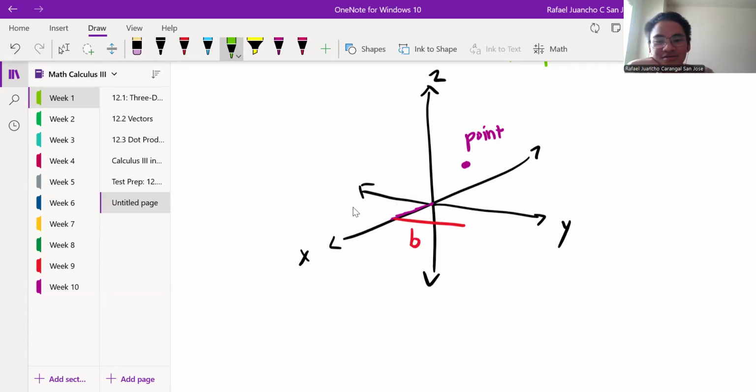Right? And then now we go z times up or down, and we call that c. So a, b, c. Yeah, like the alphabet. And so this point is a, b, c.